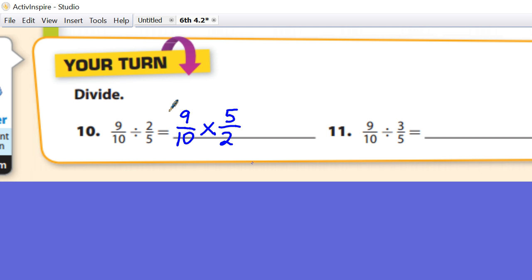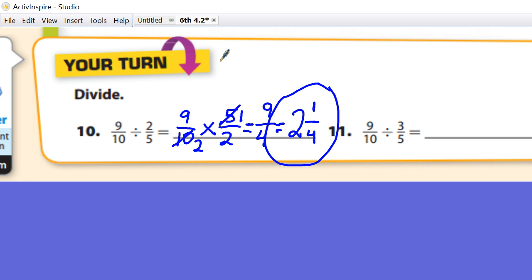I am going to simplify diagonally. 5 and 10 share a factor of 5. 5 divided by 5 is 1. 10 divided by 5 is 2. I end up with 9 times 1 is 9. 2 times 2 is 4. And that improper fraction I should rewrite as a mixed number. 4 goes into 9 2 whole times with 1 left over. The answer is 2 1/4.